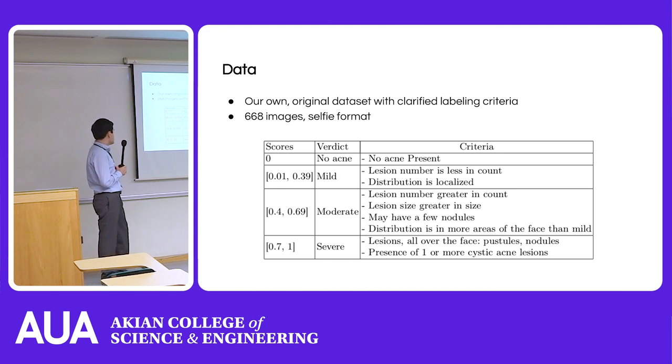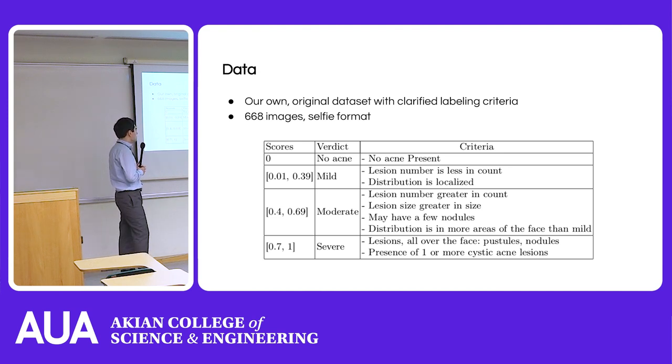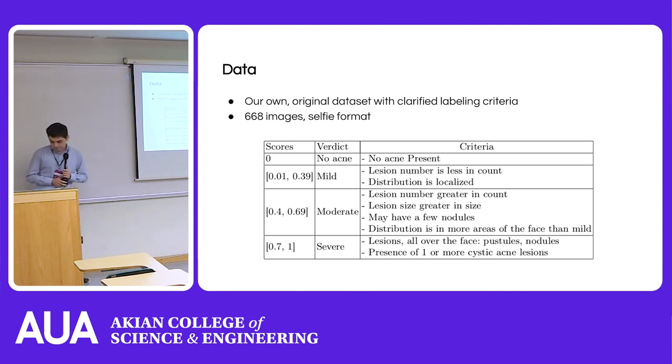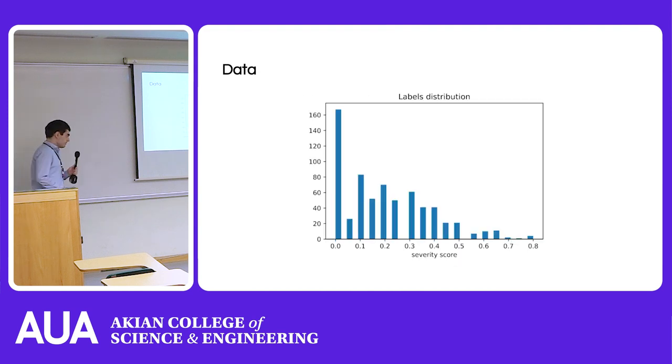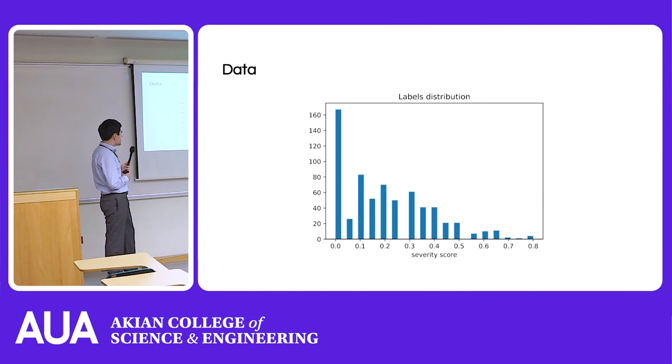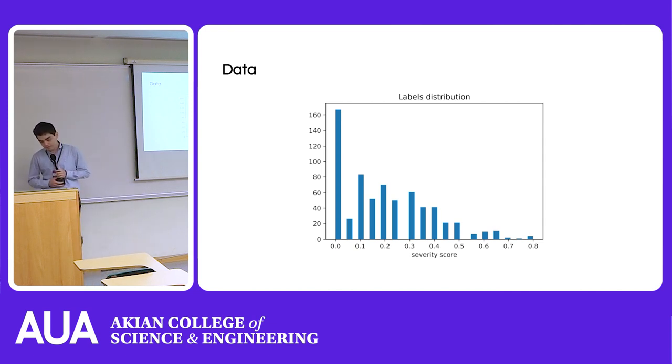So we acquired our own data and let them determine the optimal guideline to score the images. This table represents the conclusion they reached. Altogether, there are around 670 images, and the score is real valued, not categorical, as you can see. A lot of different factors are taken into account apart from counting. After this consensus, the images were labeled accordingly, and the distribution of the scores on the dataset is shown as follows.